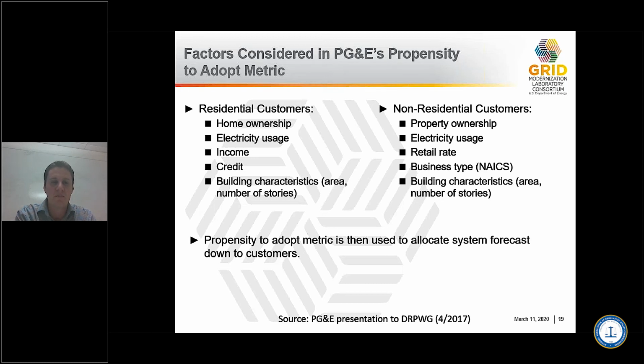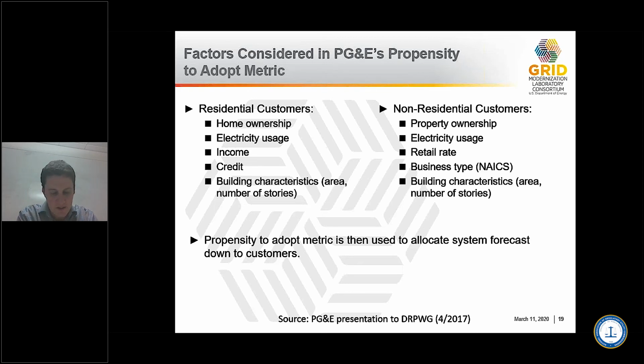So ultimately, the planner has to come up with a propensity score and how factors affect either increasing or decreasing the probability of adoption, and then use this to allocate the system forecast down either to individual consumers or to feeders as a whole.